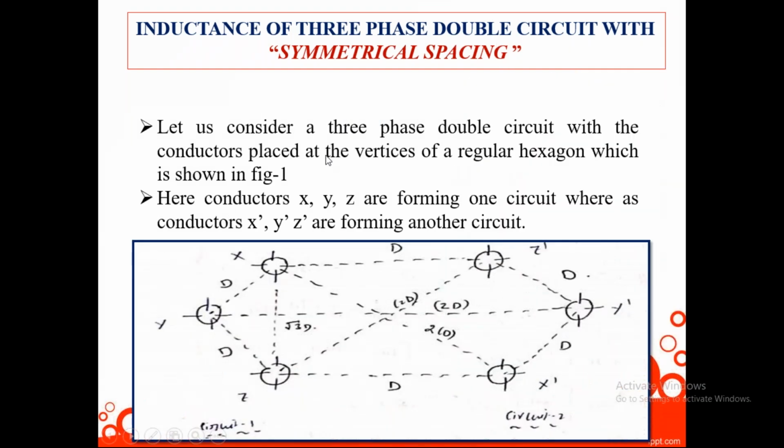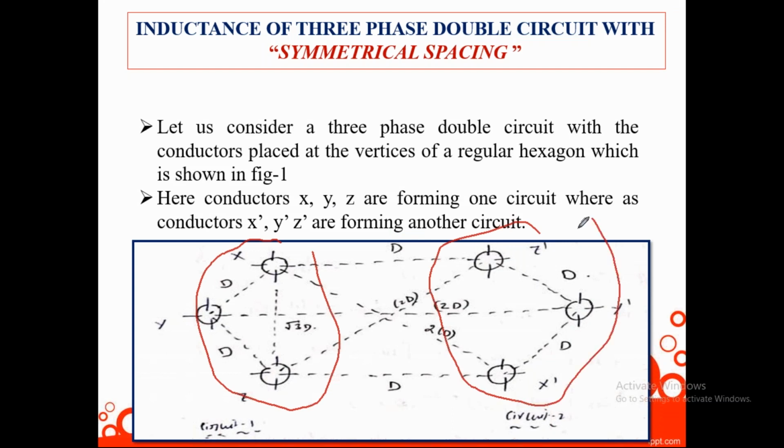Now, we are taking the two circuits. This is circuit 1 and this is circuit 2, and we are placing them in a symmetrical manner. Symmetrical manner means we have equal distance here, and here also we have equal distance. And one more thing, for the inductance of a three-phase double circuit, we are placing in a symmetrical manner. It looks like a regular hexagon.